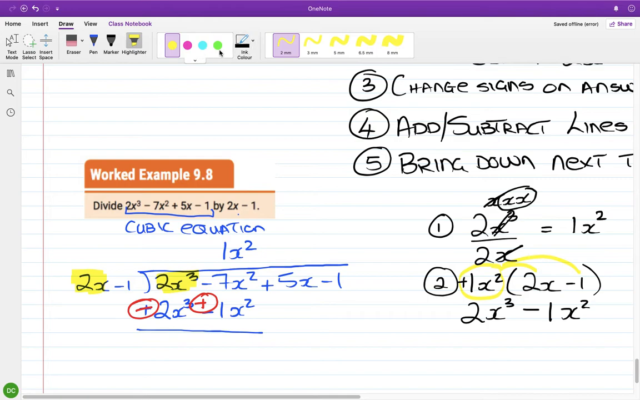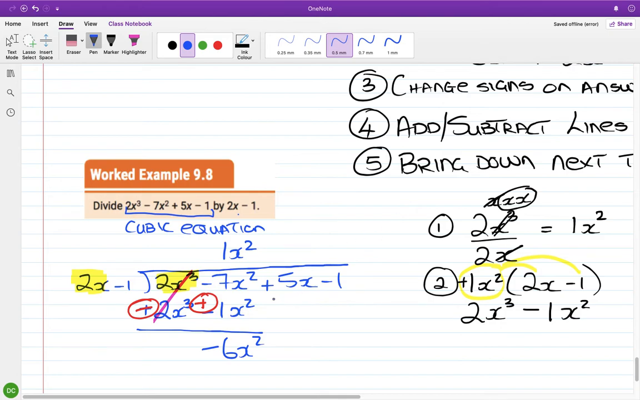Okay, so here we go. The 2x cubed minus 2x cubed cancels, which is what we want to happen. And I have, sorry, I'm on step 4 now, adding and subtracting the lines. So minus 7 plus 1 is minus 6x squared. Again, if that's confusing, use a calculator: minus 7 plus 1, and then stick in your x squared.